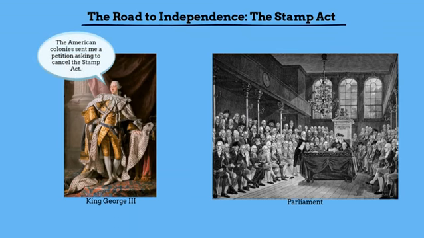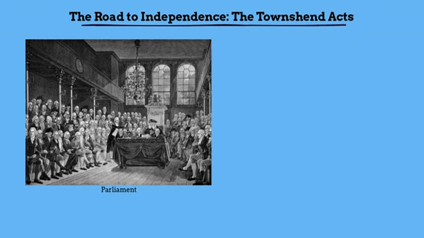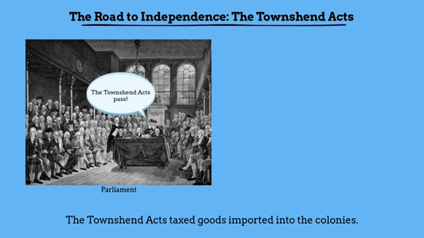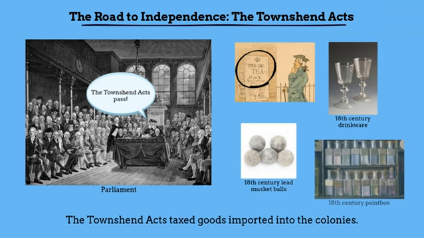In response to the colonists' petition, Parliament canceled the Stamp Act even though it passed other acts. In the summer of 1767, Parliament passed the Townshend Acts. These acts taxed many items imported into the colonies, such as tea, glass, lead, and paints.